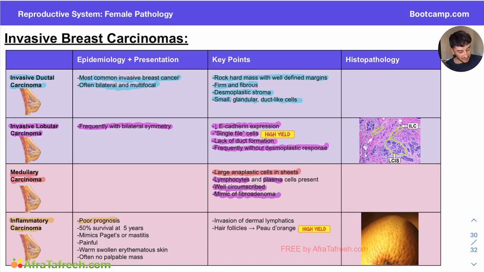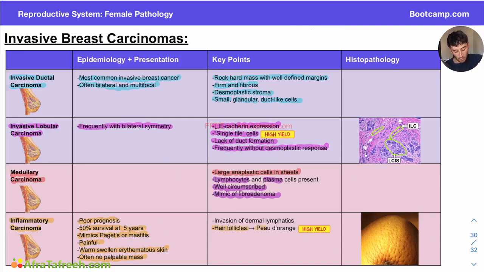Only 50% of patients survive past 5 years, and this is going to be a mimic of eczema and Paget's disease, so it's important to rule this out when you're working up patients. It's going to present as a painful, warm, swollen erythematous lesion or breast, and there's often no palpable mass here. So how are you going to recognize this? And the key physical exam finding is something called peau d'orange, and peau d'orange roughly translates to orange skin, and this is caused from hair follicles that are undergoing changes because of this cancer.